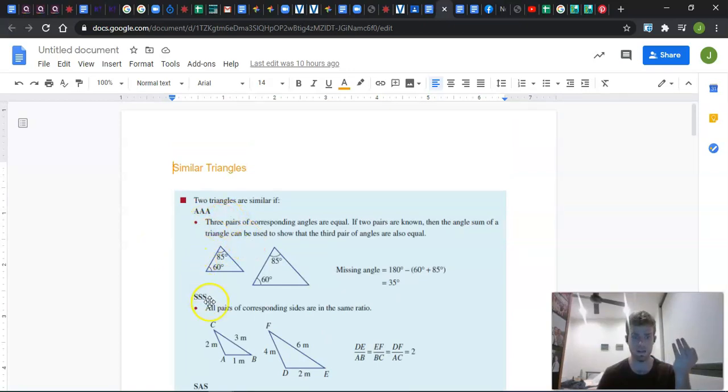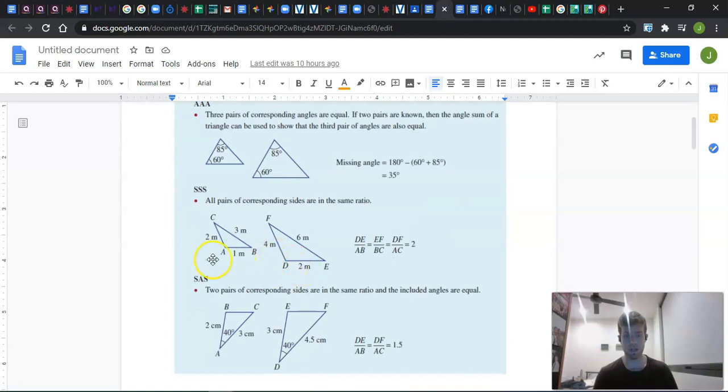The first is if you have 3 of the same angles, corresponding angles in a triangle, the triangles have to be similar. And in reality, that means if you know 2 equal angles in a triangle, the third angle, because the angle sum of a triangle is 180, would have to also be the same. So really, this could be the angle-angle test, as long as they're corresponding angles.